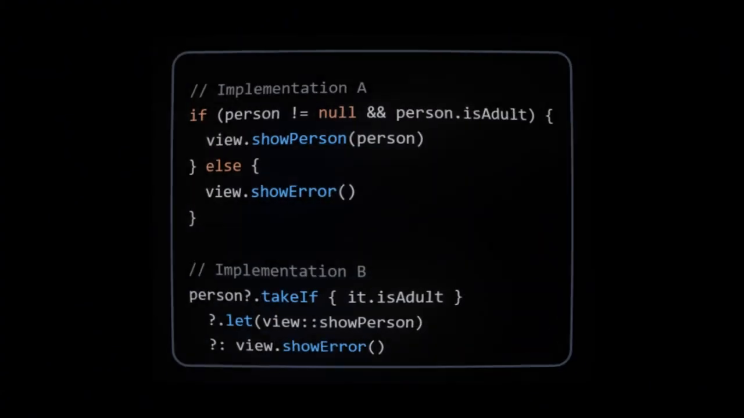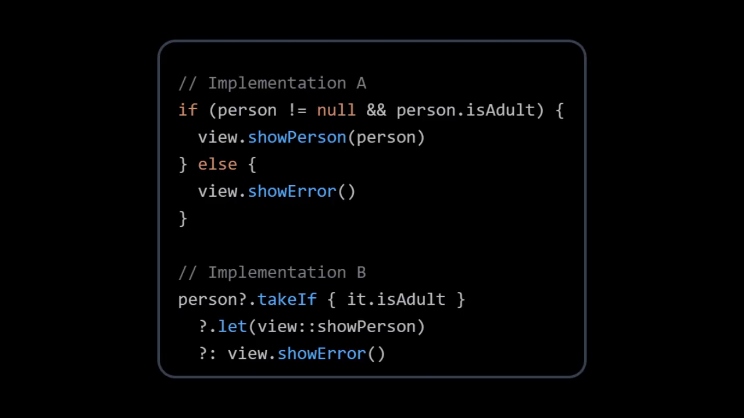Reducing cognitive load. Readability means something different to everyone. However, some rules are formed on the basis of experience or have come from cognitive science. Just compare the following two implementations. The first one, implementation A, uses a plain if-else. If person is not null and person is an adult, we show the person. Otherwise, we show an error.